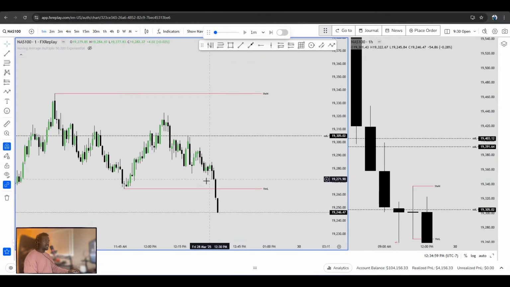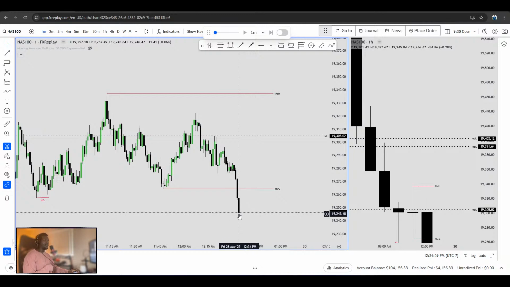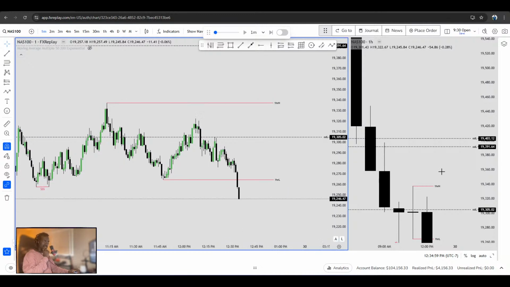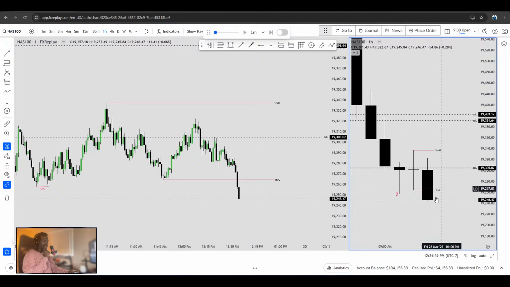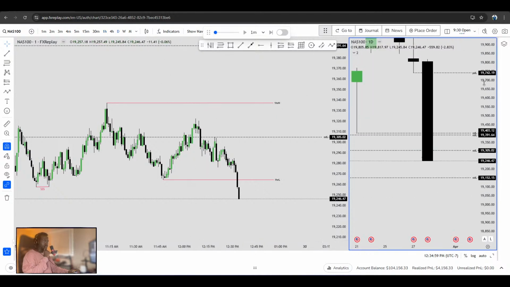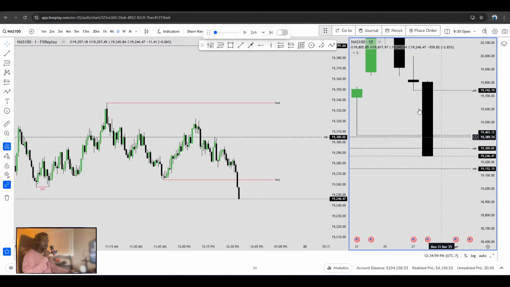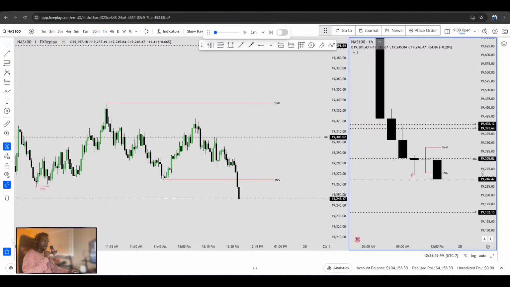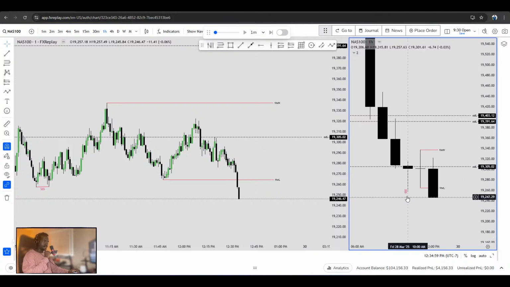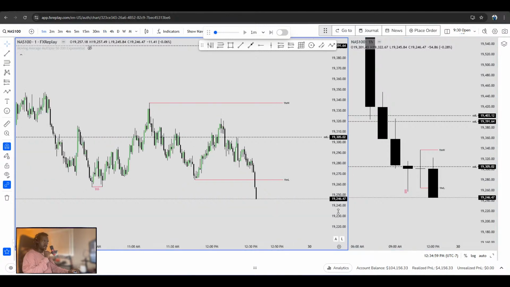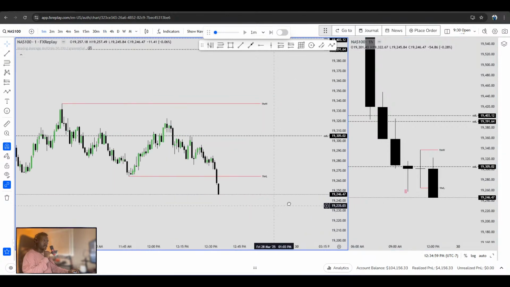Okay, we've taken out this low, so that's even much better, but it's now 12:34. What is the probability that they're gonna keep on going down? So the daily candle is bearish. All we want is a retracement inside of this range, and we can take advantage of that. Okay, let's see how that goes, man. Let's see how that goes.